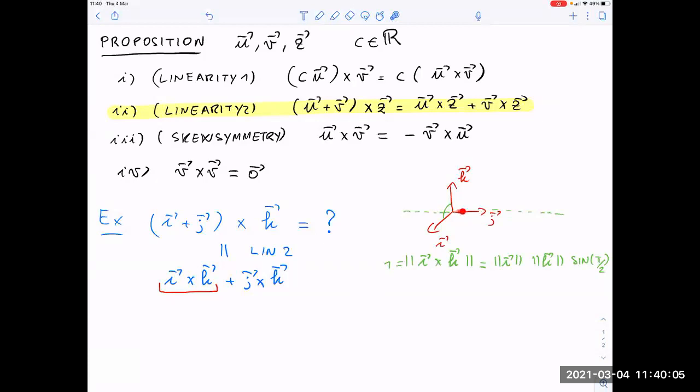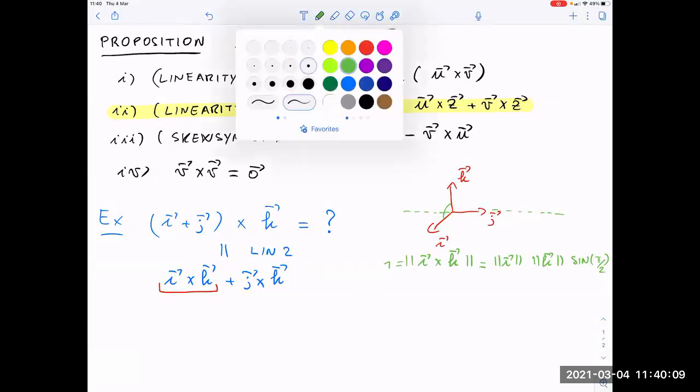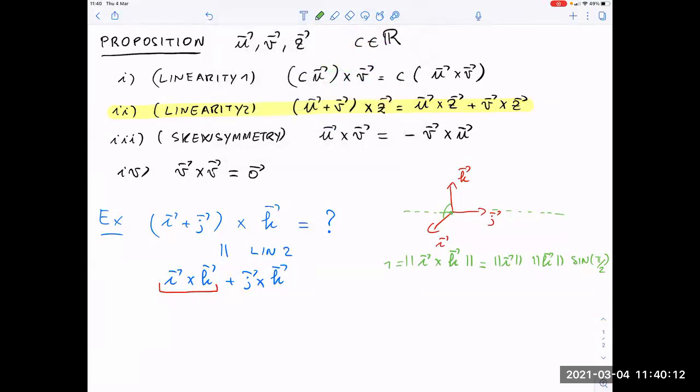So it is either j, or what could it be? Well, it could only be the opposite. So it can only be here, length 1, but opposite verse. So we have only to decide which one of the two it is. And how do we decide that? Well, the right-hand rule. Since the first vector is i and is going over k like this, you have to put your right hand in this precise way. And so this is the verse you get.